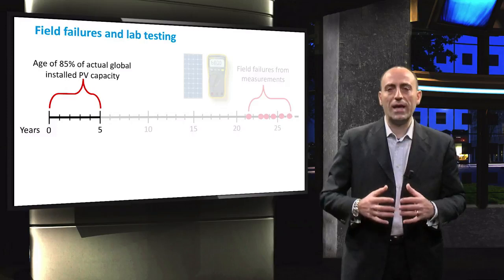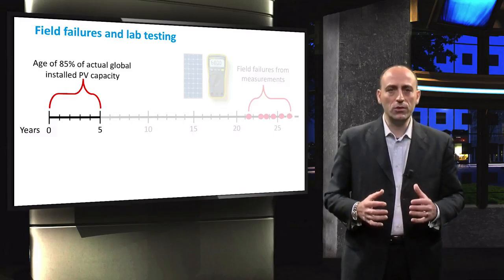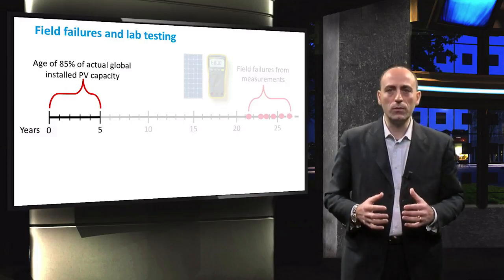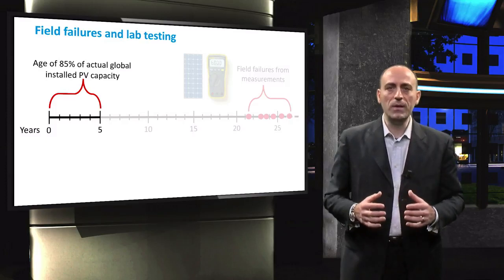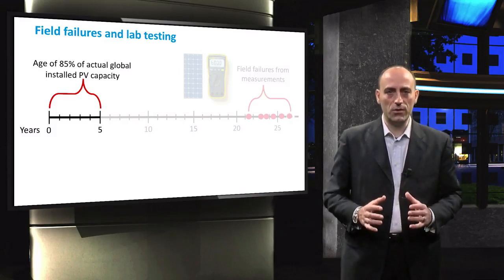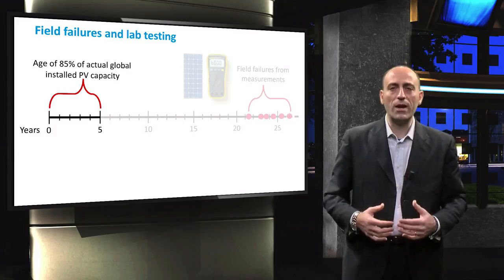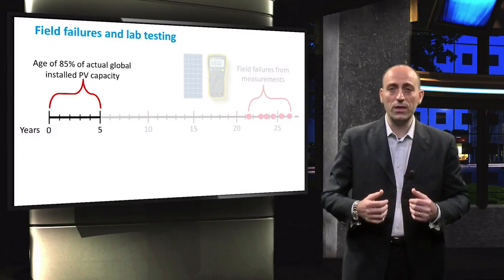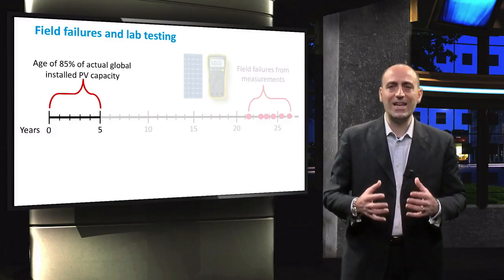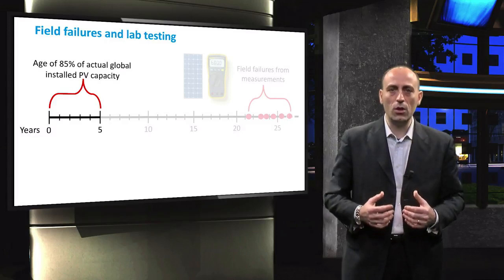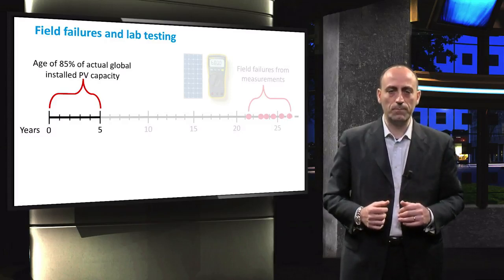Currently, almost 85% of the 234 gigawatt of installed global PV capacity has been in the field for less than 5 years. Thus, it would require approximately 20 more years of data collection in the field to assess the reliability of the majority of today's installed PV capacity.